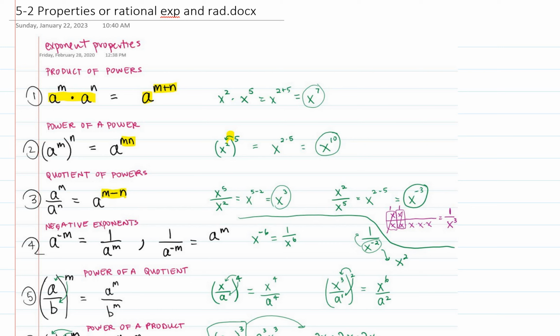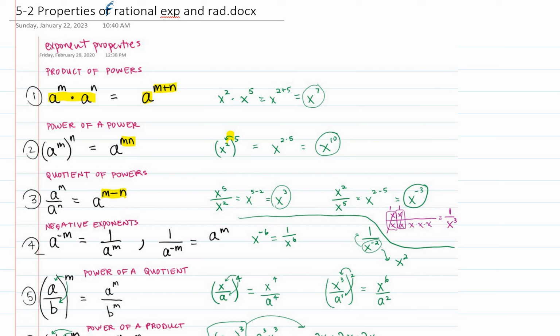So we are moving on in Chapter 5 to Section 2, which is about properties of rational exponents and radicals. And I just realized there's a typo at the top. That should be an "of." And it occurred to me that perhaps we actually haven't talked about exponent properties.